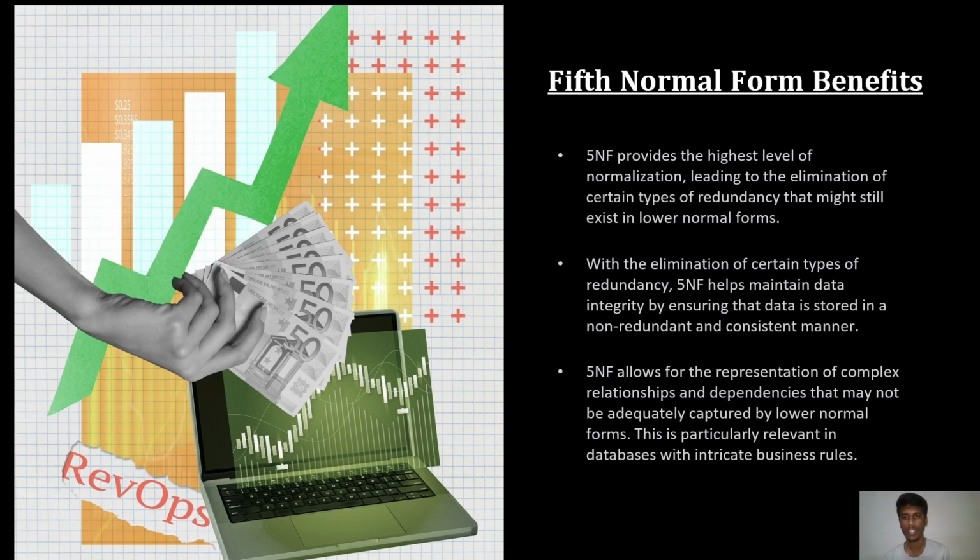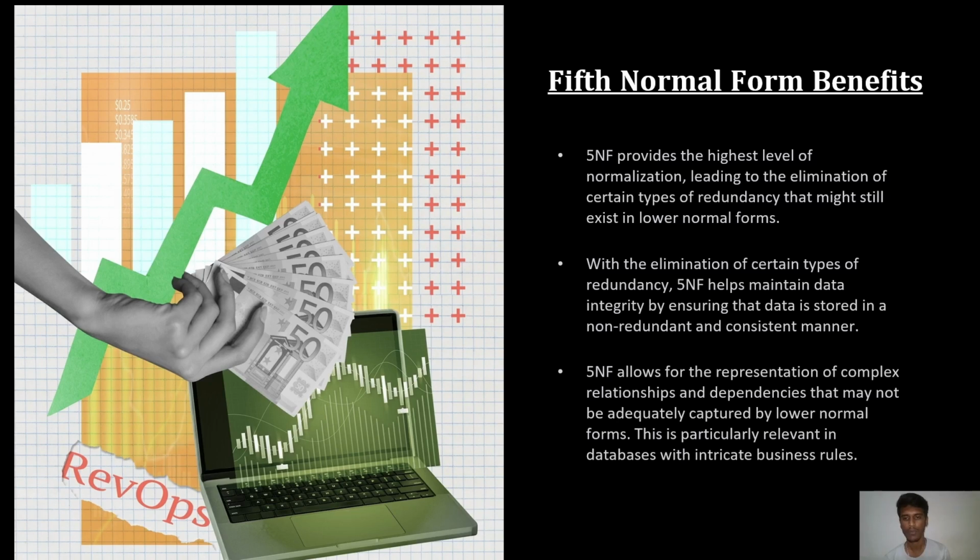Fifth normal form provides the highest level of normalization, leading to the elimination of certain types of redundancy that might exist in lower normal forms. Fifth normal form reduces the redundancy compared to other normal forms. With the elimination of certain types of redundancy, 5NF helps maintain data integrity by ensuring that data is stored in a non-redundant and consistent manner. Fifth NF maintains the data so that it is not stored in a redundant form, and it maintains consistency.